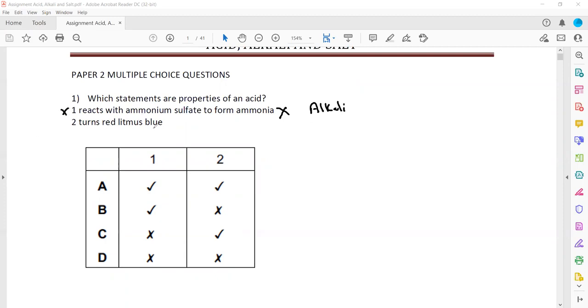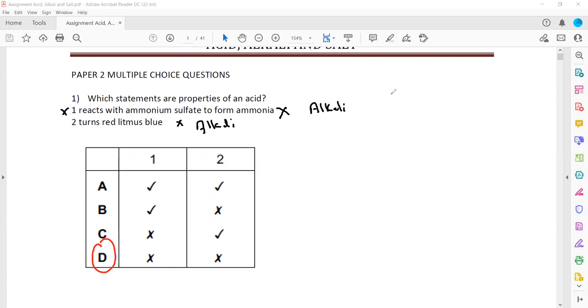Red litmus turned blue. This is also a property of alkali. It is not a property of acid. So the first one is not a property of acid. The second one is not a property of acid. That is why the correct answer here is D.